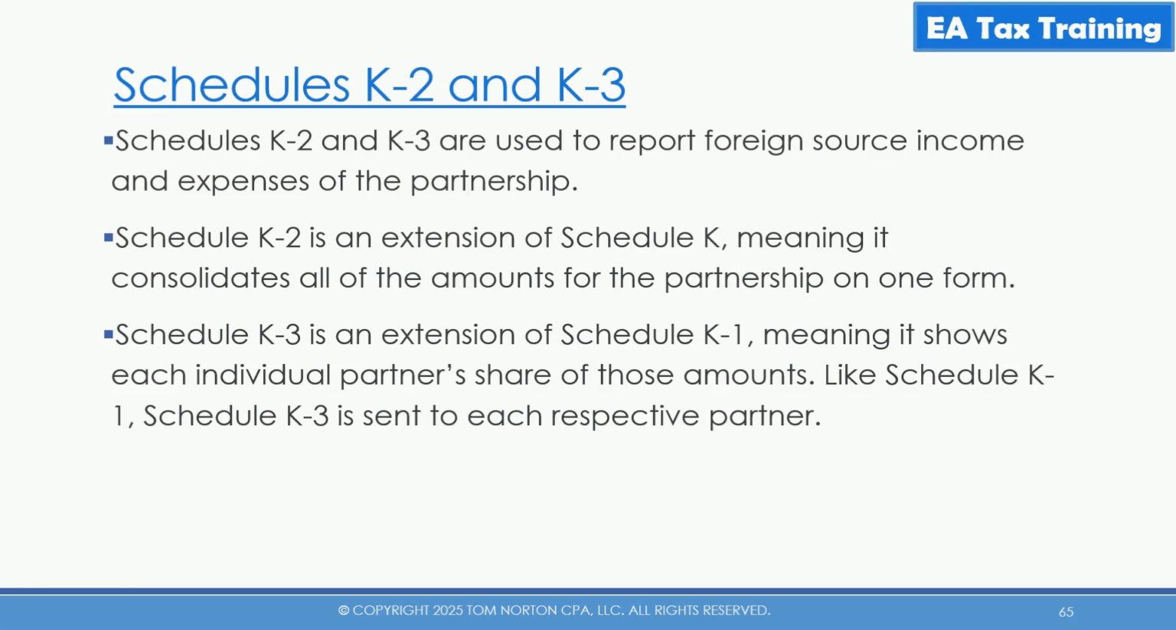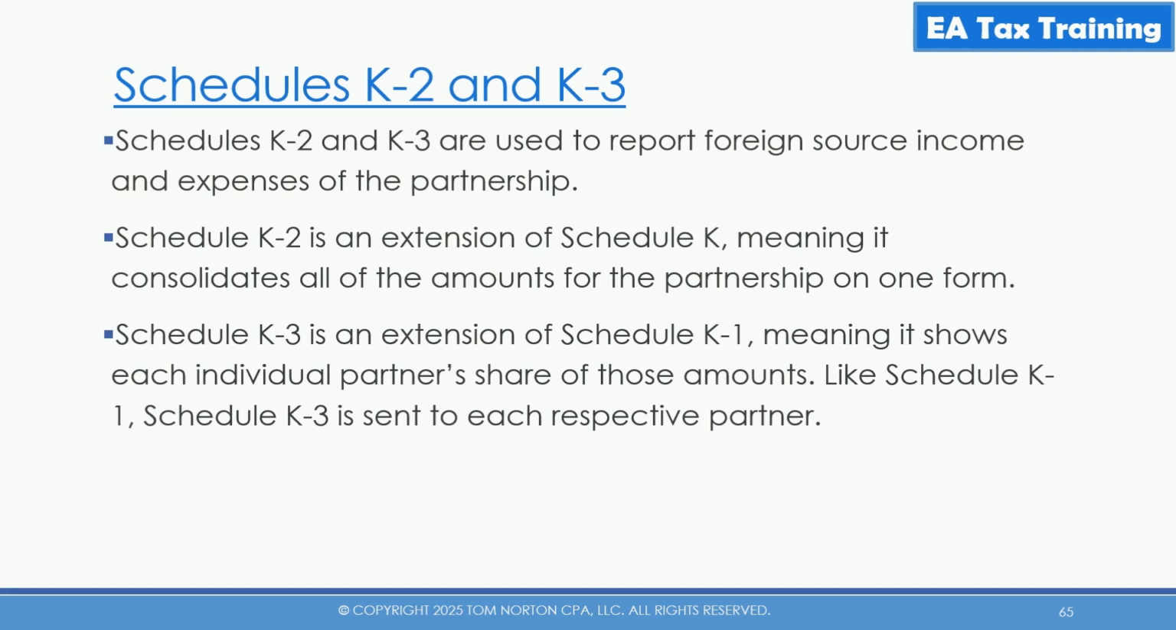This goes back to the IRS being worried about people hiding income and assets in foreign types of accounts. So this is another step they are taking to try to discover those things in order to be able to tax them. So Schedule K2 is simply taking the foreign income and expense amounts that are already included in Schedule K and breaking them out separately so the IRS can see what they are.